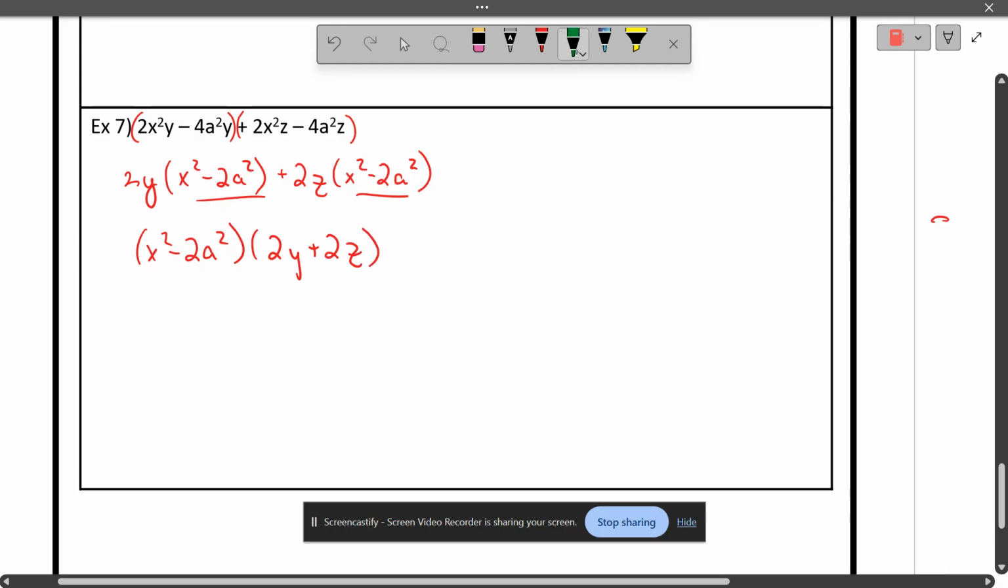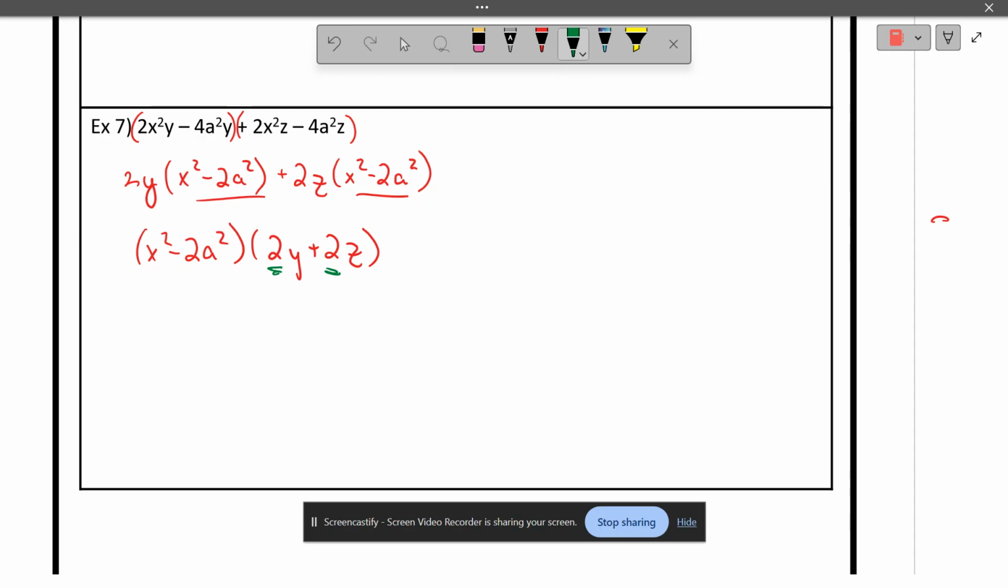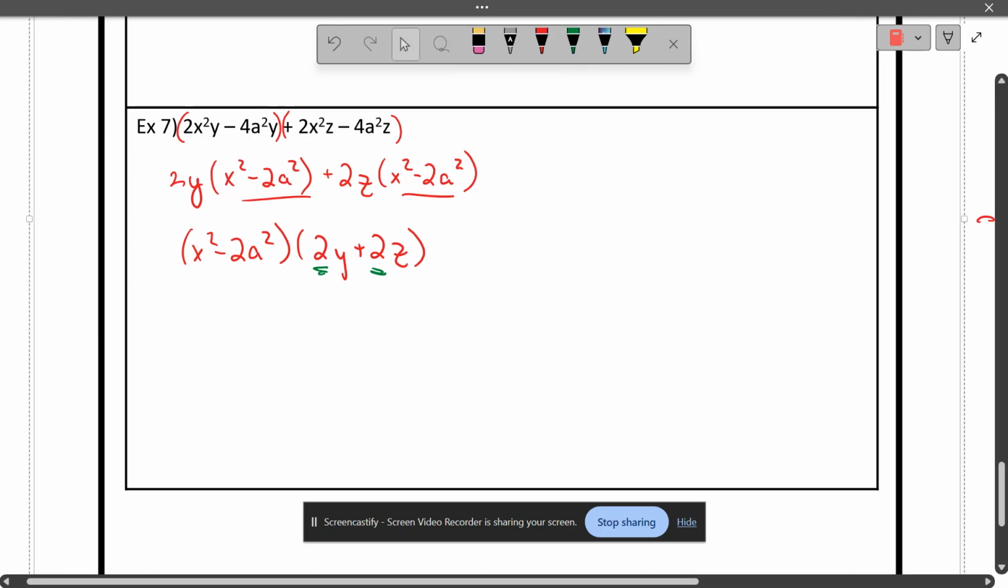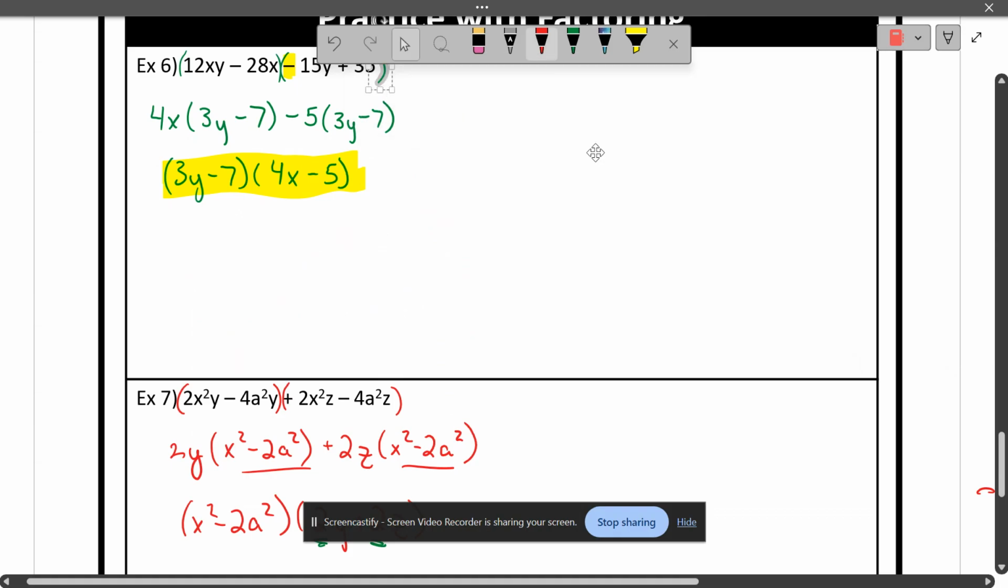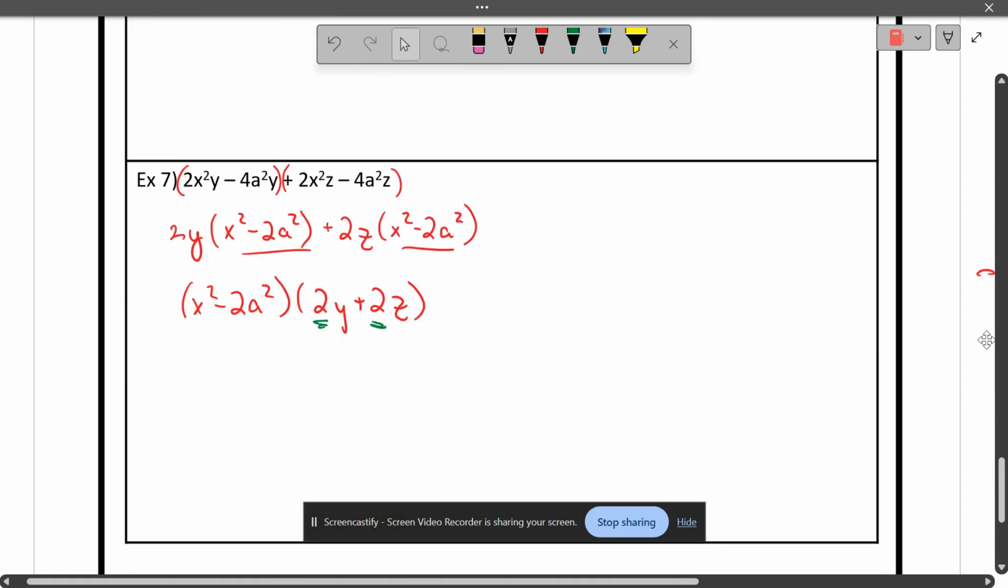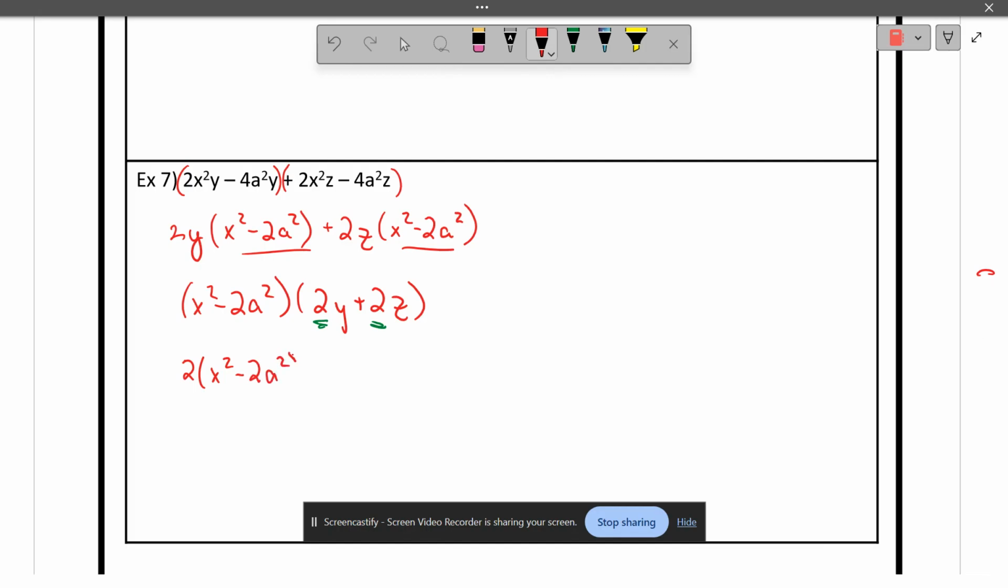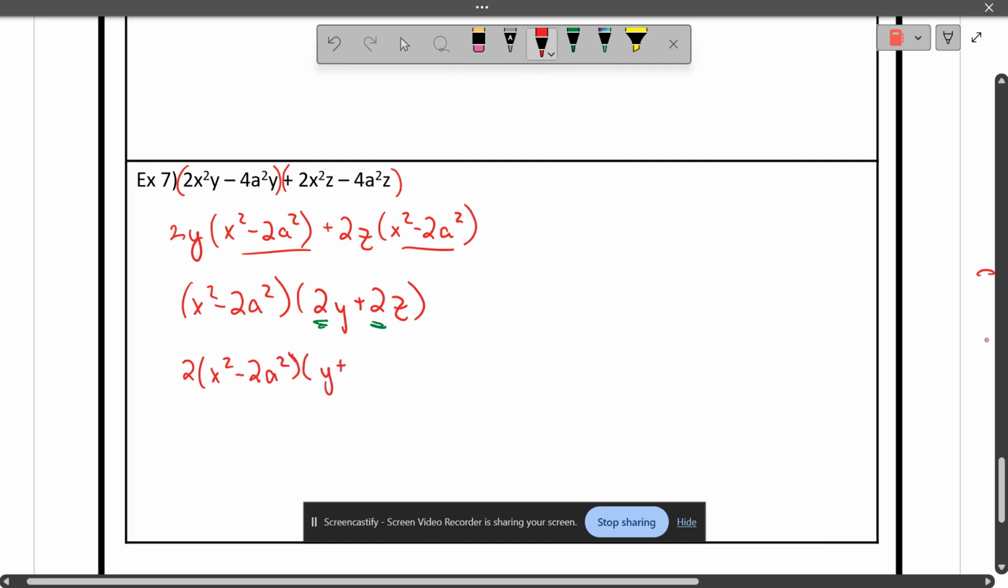Now again, whenever you do this, you have to make sure that you don't have anything else that you have to factor out. If you would have pulled a 2 out beforehand, then the 2 would have gone out front to begin with. But in case you forget, which I know a lot of students tend to do, you can pull out the GCF at the very end. So 2 times x squared minus 2a squared times y plus z. That'll be my final answer.